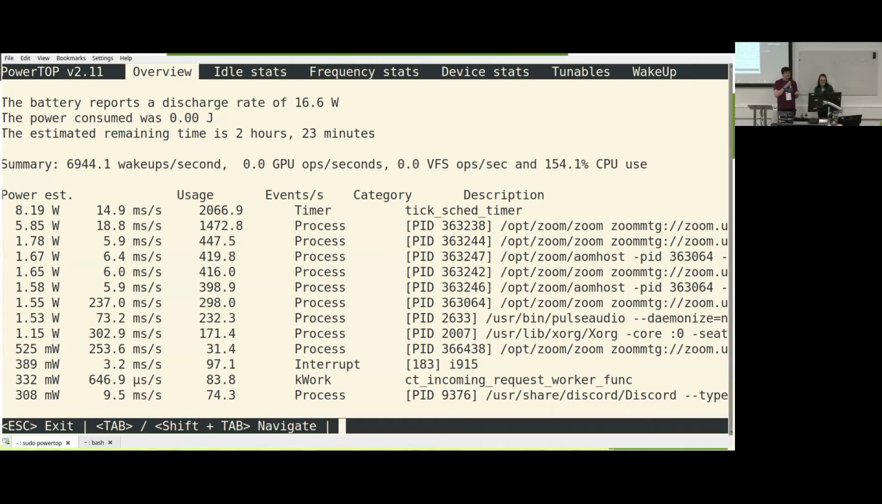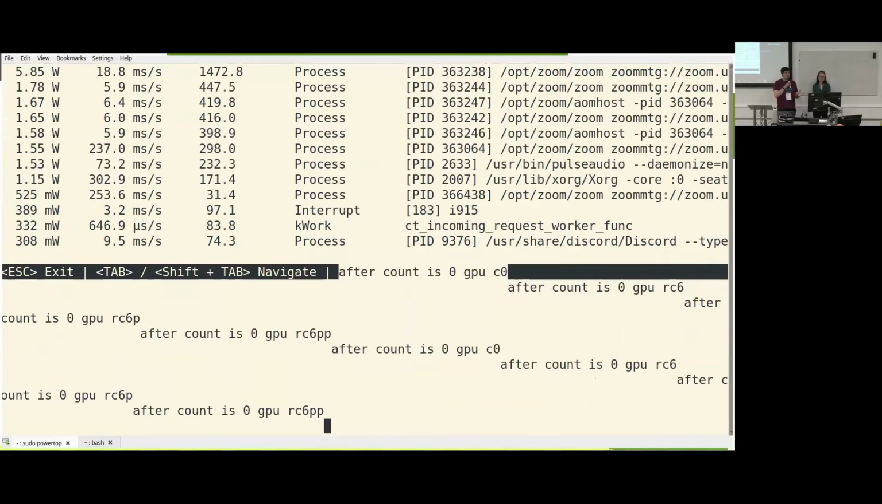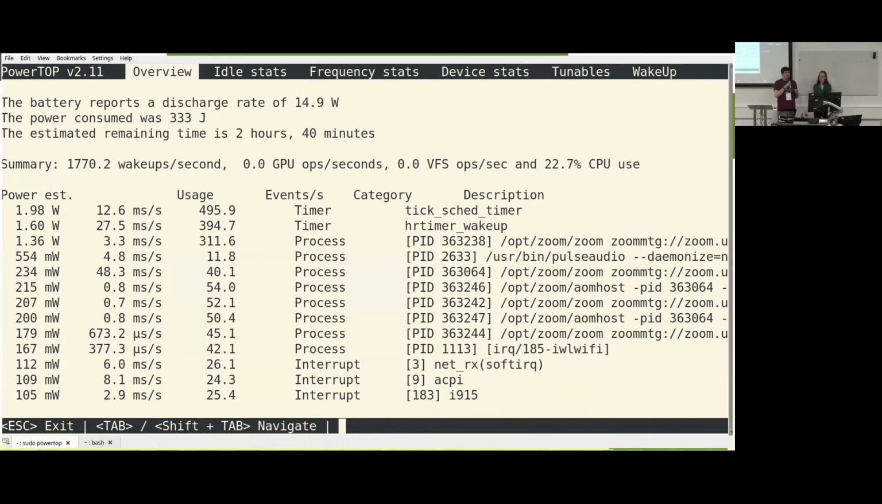And actually, the other day, I noticed that I had this running and Zoom was sat there idle. I wasn't in a call or anything. And Zoom was using something like 1 watt. And I quit Zoom and that went away. So don't leave Zoom open when you don't need to.